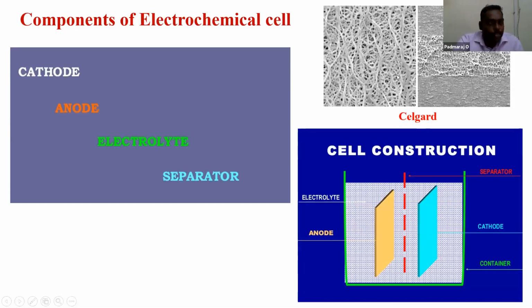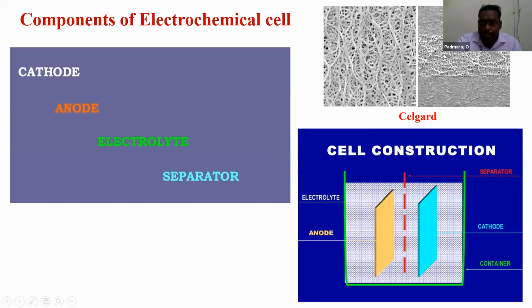The separator can be classified into two types based on battery applications: monolayer and tri-layer. What are a monolayer and a tri-layer? A monolayer is a polypropylene separator. A tri-layer is like a sandwich: the top and bottom layers are polypropylene, and in between there is one polyethylene membrane. That is a tri-layer. Understood?